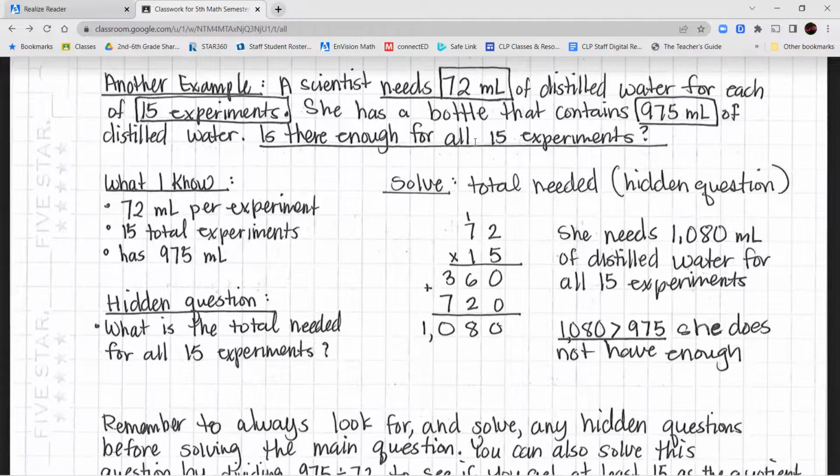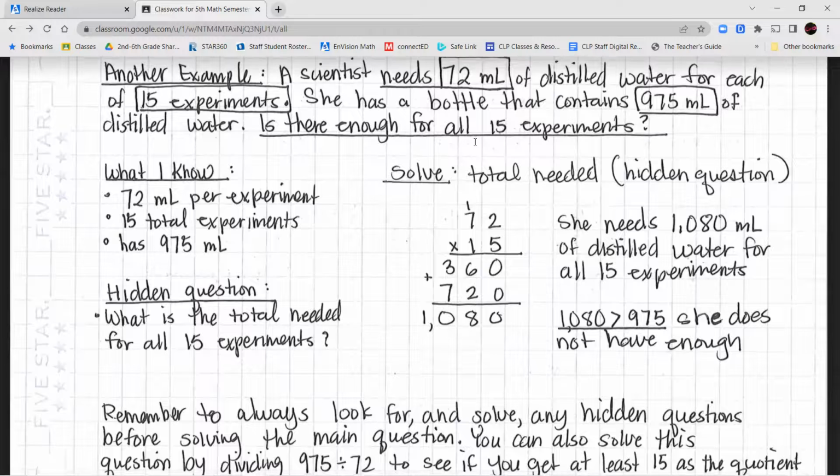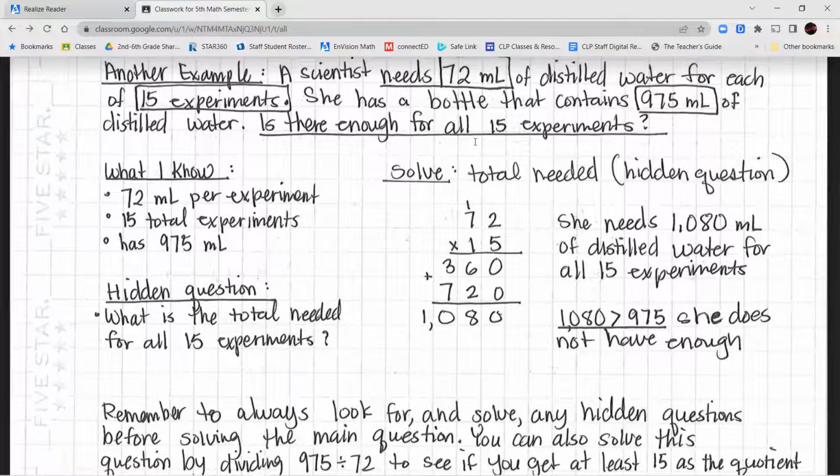All right, let's take a look at another example. It says the scientist needs 72 milliliters of distilled water for each of 15 experiments. She has a bottle that contains 975 milliliters of distilled water. Is there enough for all 15 experiments? Well, what I know is she needs 72 milliliters per experiment. She has a total of 15 experiments, and she has 975 milliliters of water.